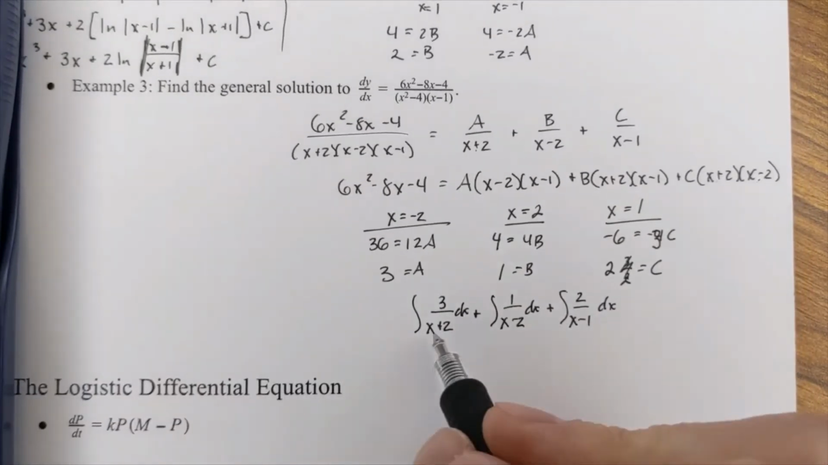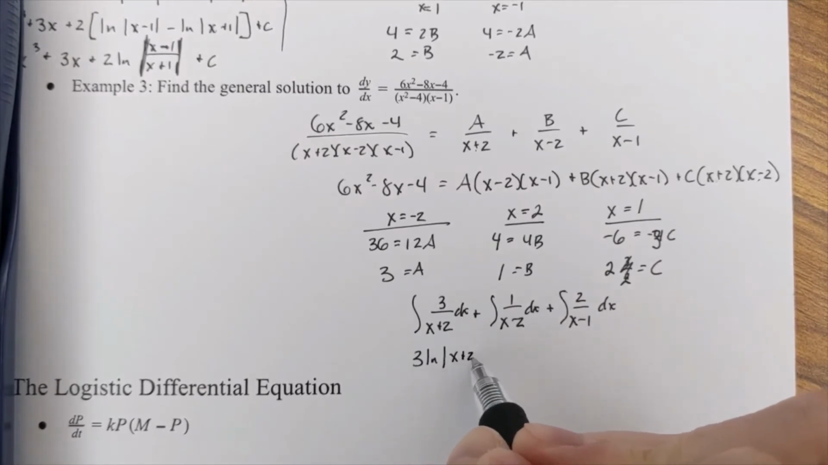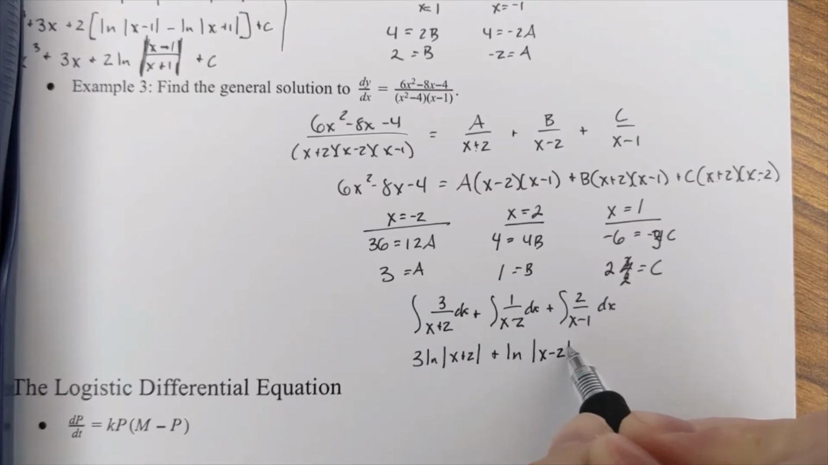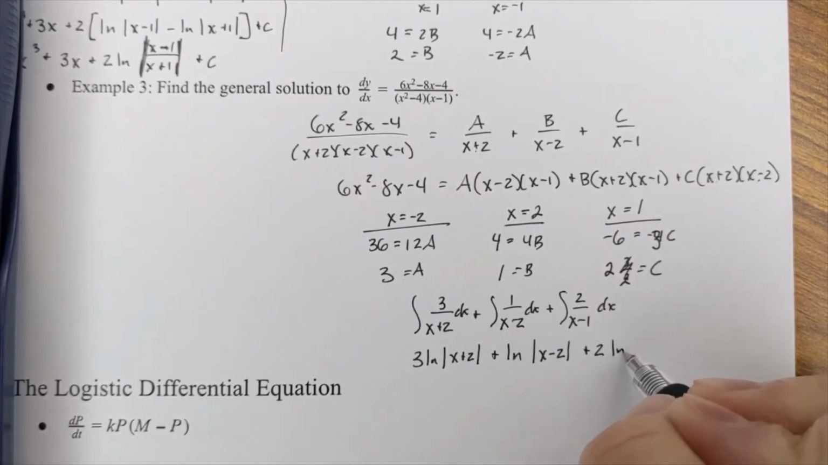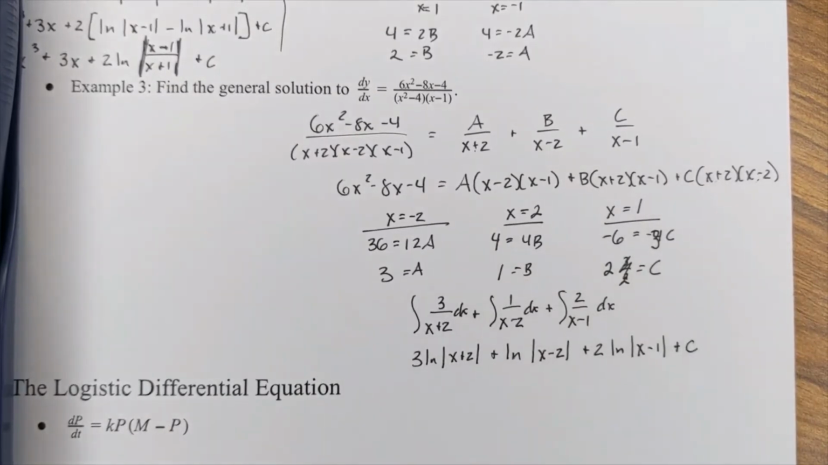Numerators become coefficients, bottoms become natural logs. So 3 times the natural log of the absolute value of x plus 2, plus the natural log of the absolute value of x minus 2, plus 2 times the natural log of the absolute value of x minus 1. And then just slap your plus C on the end.